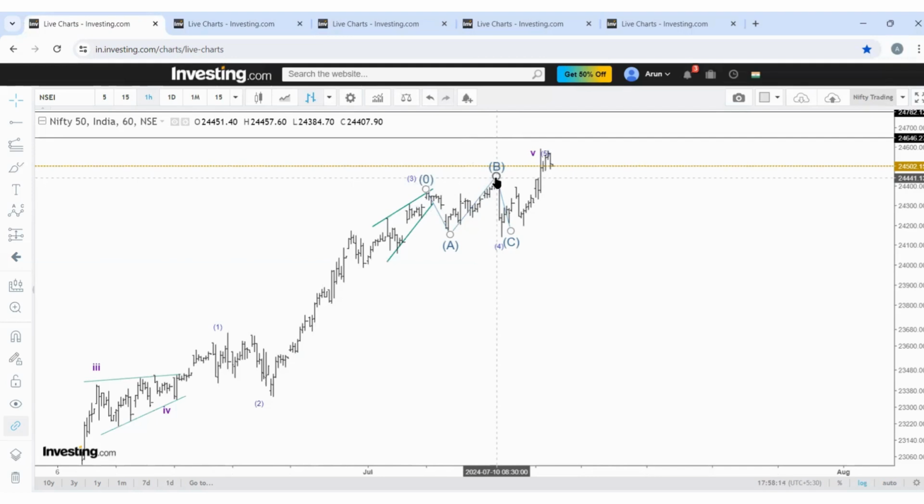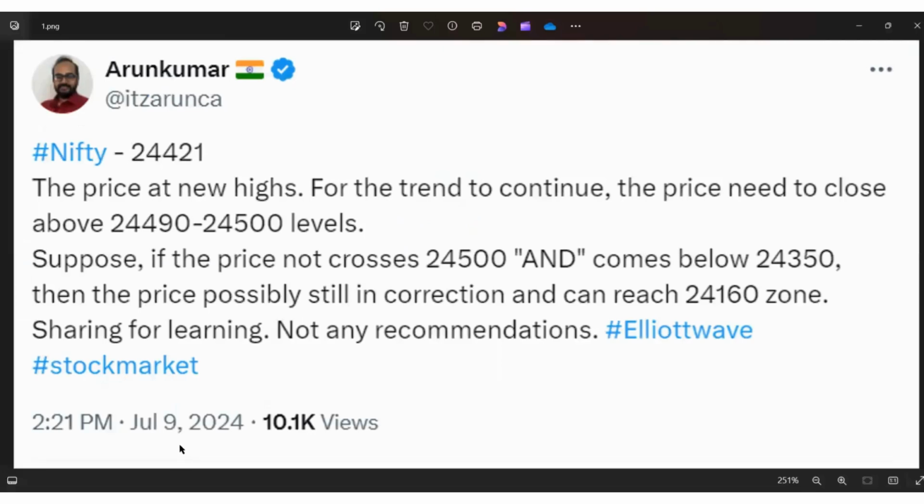I have an option that there is a possibility of an expanded flat. So with that idea, I posted this on 9th July. It was trading around 24,421. The price at new highs. For the trend to continue, the price needs to close above 24,490 to 24,500. There are some Fib levels for expanded flats or normal flats. So based on that Fib level, I mentioned this. So approximately we can have 24,500.